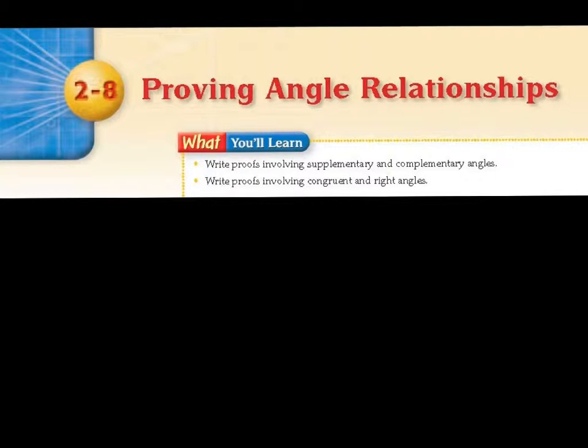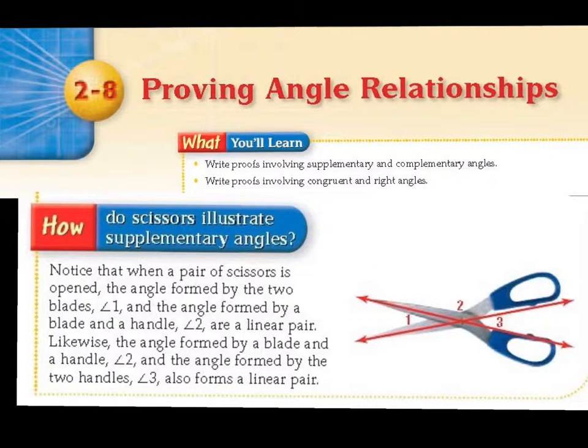In Lesson 2.8, we're looking at how to prove angle relationships. You'll learn how to write proofs involving supplementary and complementary angles and write proofs involving congruent right angles. How do scissors illustrate supplementary angles?